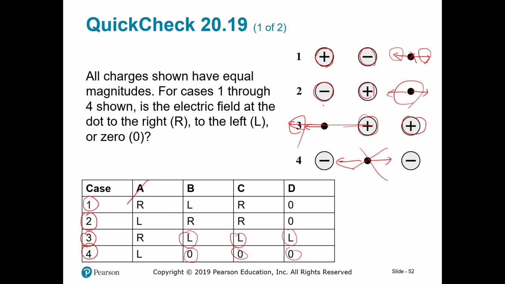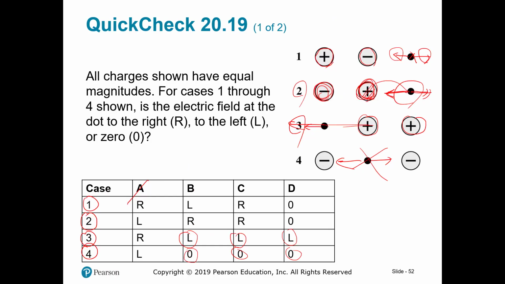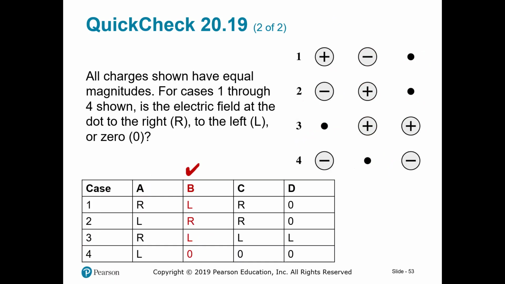And then how about number 2? The electric field due to this proton is away from it, and the electric field due to this electron is toward it. But which one is greater? Of course, the plus sign has a greater electric field because this is closer, right? So the answer is B: number 3 is the left, number 2 is the left, and number 4 is 0, right?